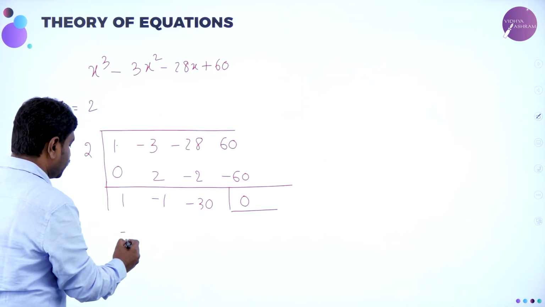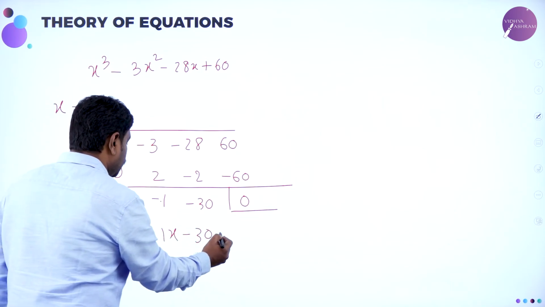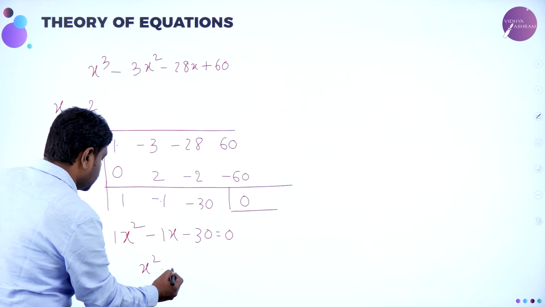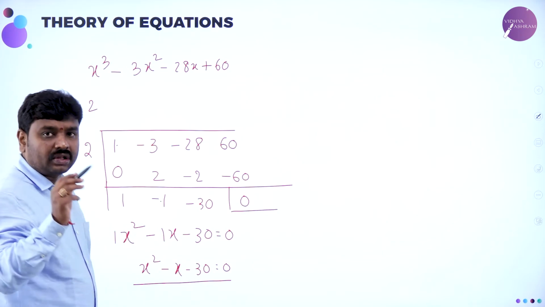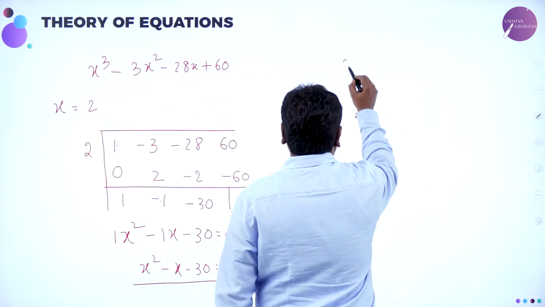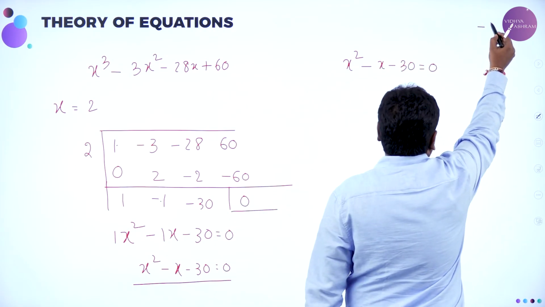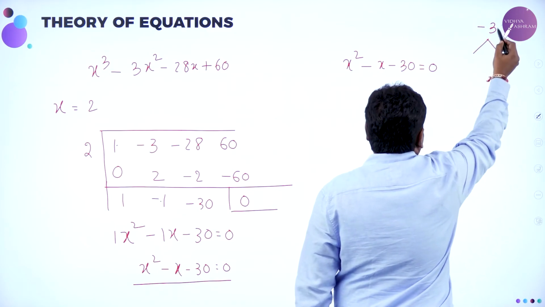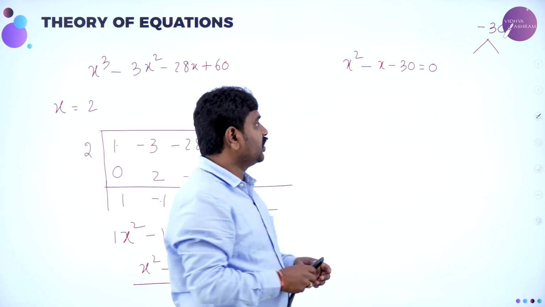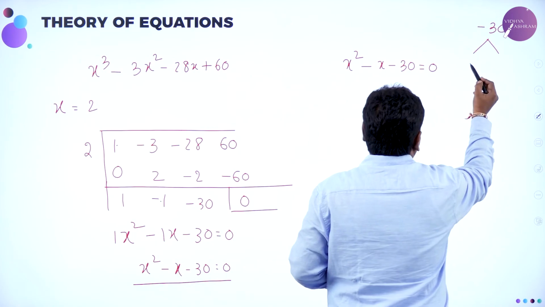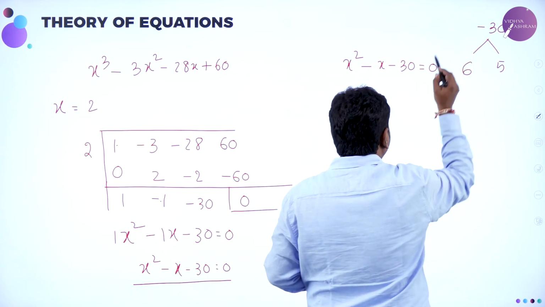Now this is the coefficient of x square, so 1x square. This is the coefficient of x, minus 1x. This is the constant, minus 30, is equal to 0. Or you can say x square minus x minus 30 is equal to 0. So now you got a quadratic equation. So solve this quadratic equation. x square minus x minus 30 is equal to 0. Minus 30. What are the factors for minus 30 that will give you minus 1? So 15 twos, it will not help you, and 6 fives. Positive 6, positive 5 if I take, I will get positive, I want negative. Here also I want negative.